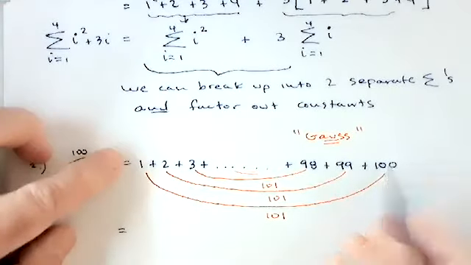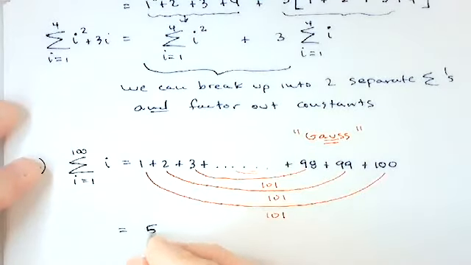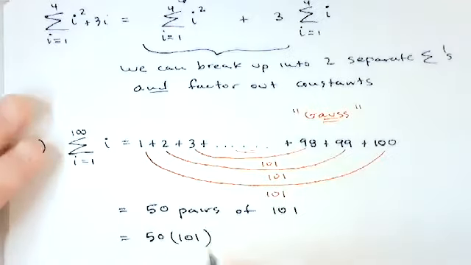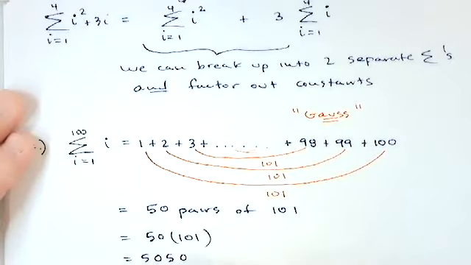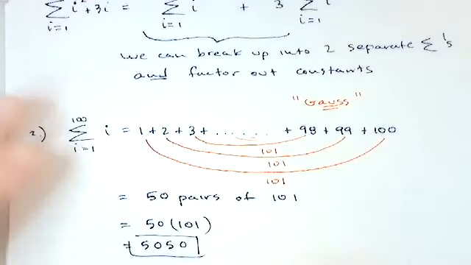If you're taking 100 numbers and you're taking 2 of them at a time, it makes sense that there's going to be 50 pairs of 101. So the sum should just be 50 times 101, which comes out to be, I think it's 50-50. What is 50 times 101? Well, 50 times 100 is 5,000 plus another 50. Yeah. Okay. So that's pretty cool, right?